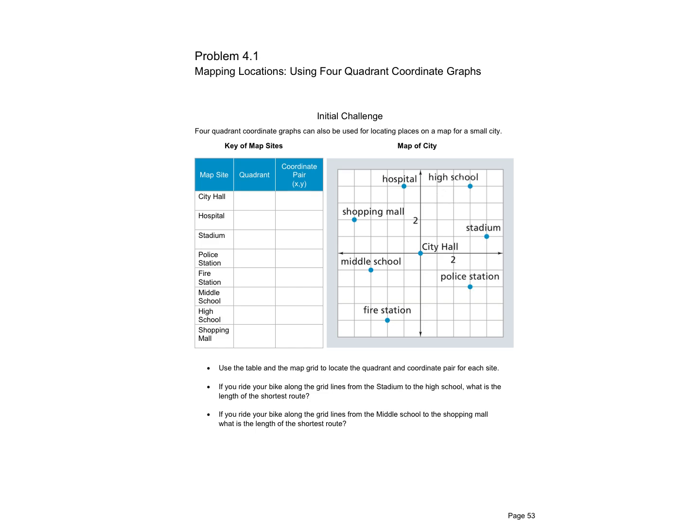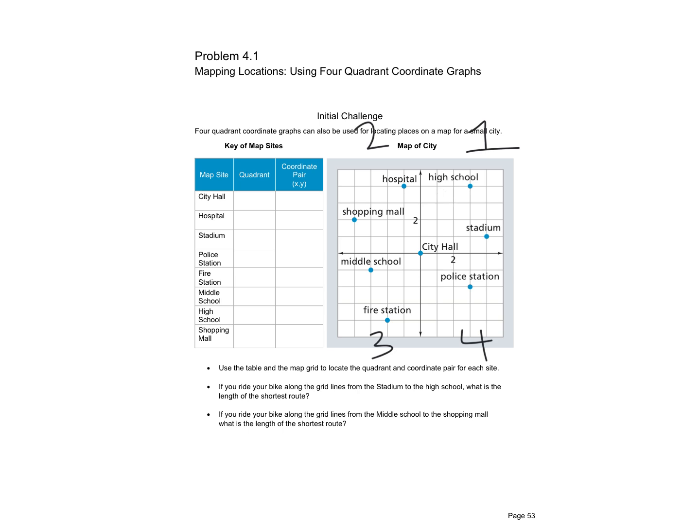All right, welcome back. This is problem 4.1, or investigation 4.1, mapping locations using four quadrant coordinate graphs. Let's get going. We're going to use the table on the map grid to locate the quadrant and the coordinate pair for each site as the first thing, so let's go ahead and do that. I'm just going to write on here: this is quadrant 1, this is quadrant 2, this is quadrant 3, this is quadrant 4. Kind of goes in a counterclockwise manner.